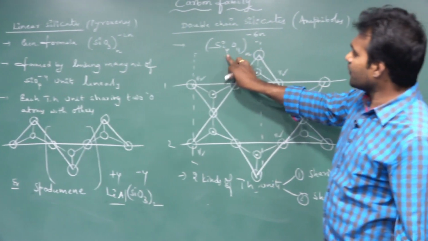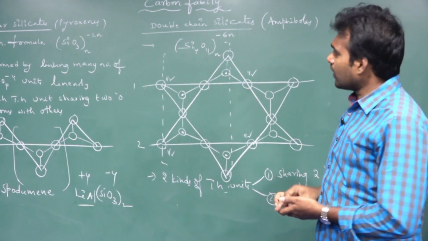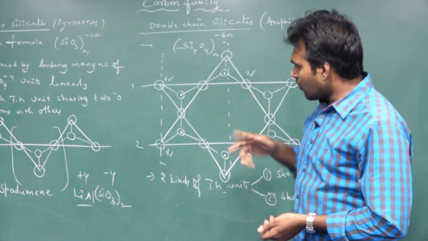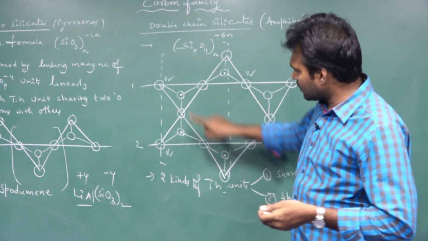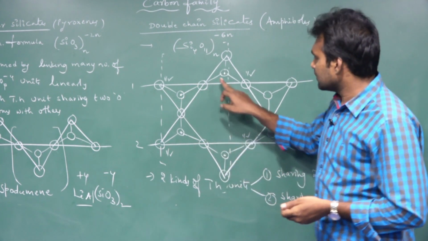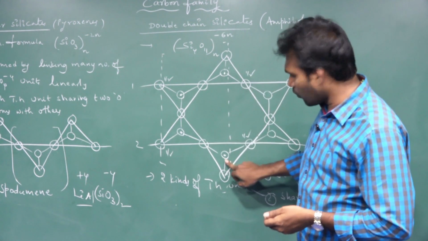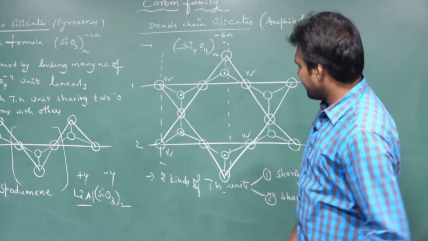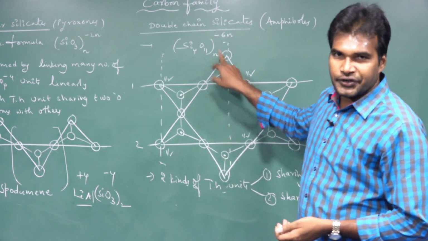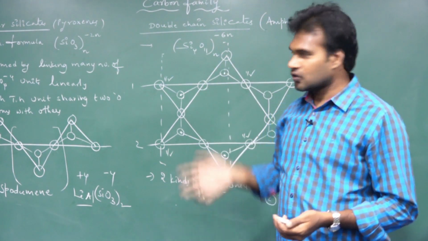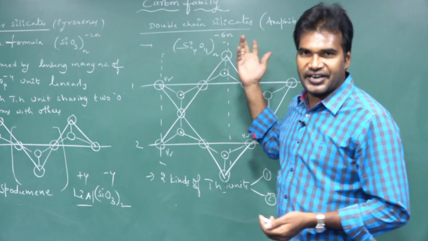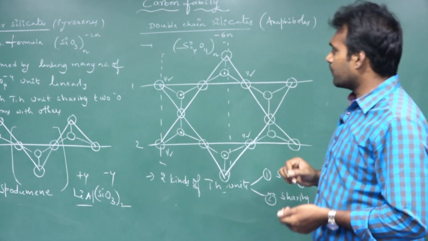That is why Si4O11. Now, what about the charges? Okay, so if you take one monomeric unit, what are the oxygens which are not sharing? This is not sharing. So 1, 2, and then 3, 4, and this is also not sharing, and this is also not sharing. Total -6 charge. So that is why the general formula of double chain silicate is (Si4O11) with charge -6n. So this is about the double chain silicates.